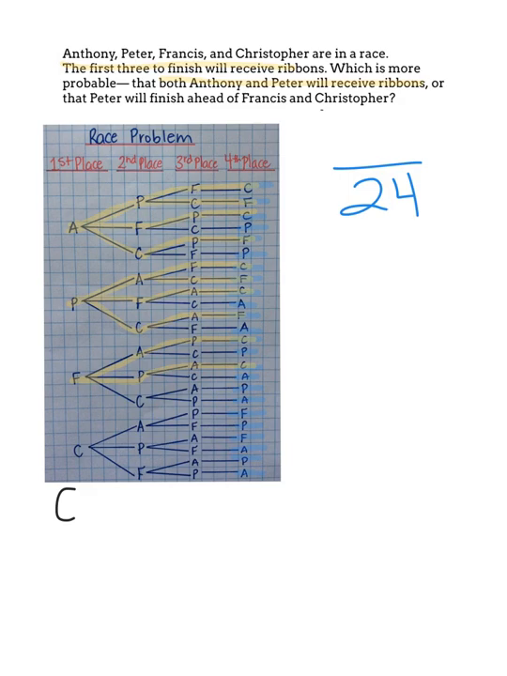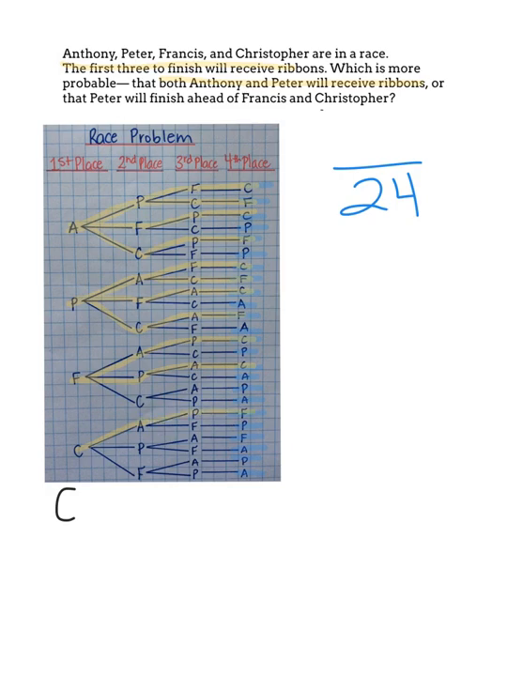Well, neither of those could possibly work because if I've got Francis and Christopher getting first and second, then I can't have Anthony and Peter both in between first to third. So let's go down to where Christopher's in first. If Christopher is in first, Anthony's in second, Peter's in third, that one works.